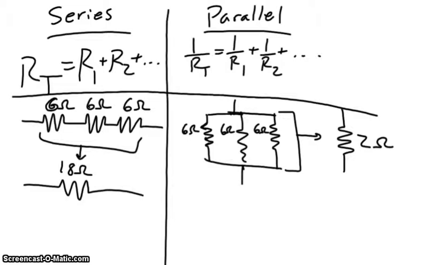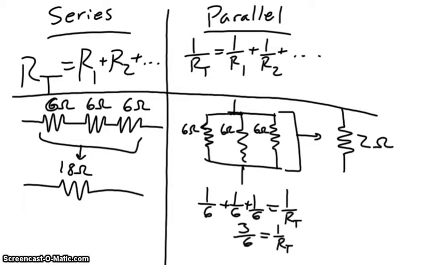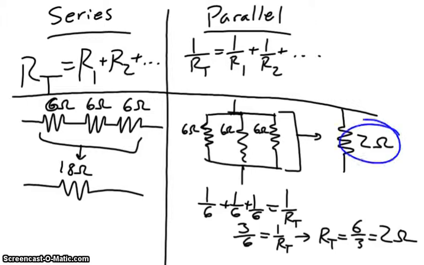So if we look at our example, we see that we have three 6-ohm resistors combined in parallel. If you wanted to see what this equation looks like, it is 1 over 6 plus 1 over 6 plus 1 over 6 equals 1 over the total. So if I add these together, it gives me 3 over 6 equals 1 over the total, which when I reflip it gives me that the total is equal to 6 over 3, which is equal to 2 ohms, as you could see that I had right here.